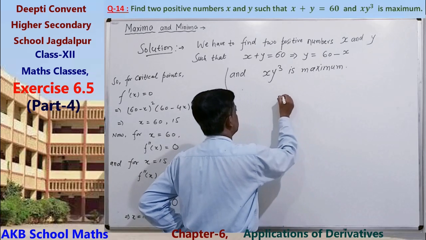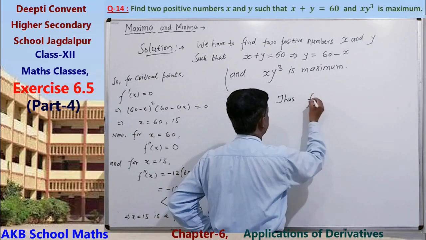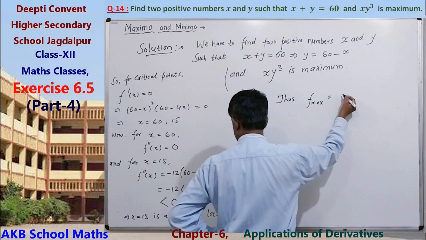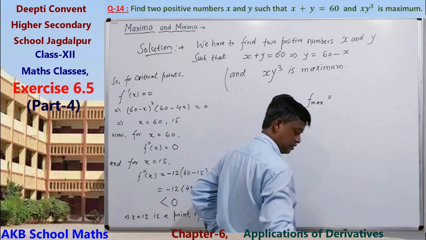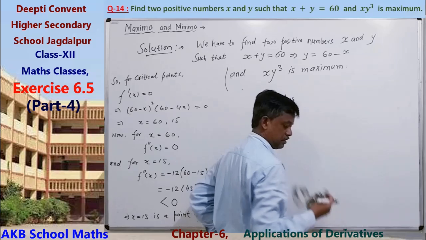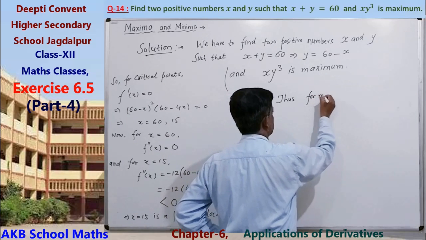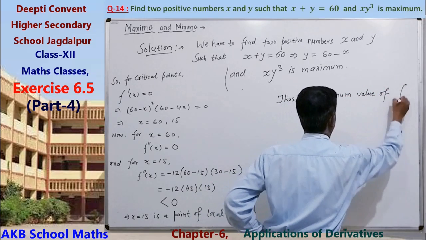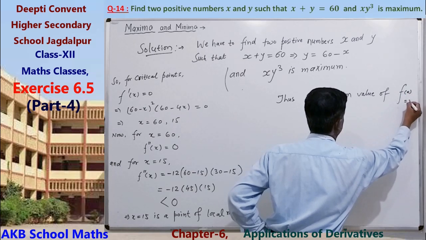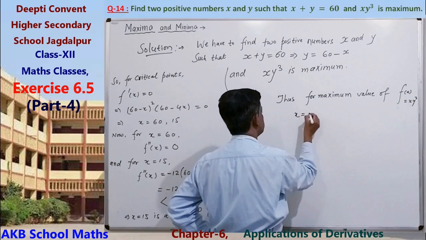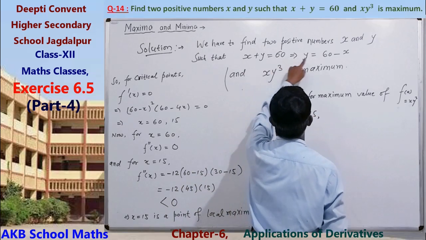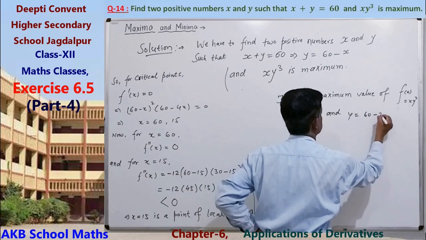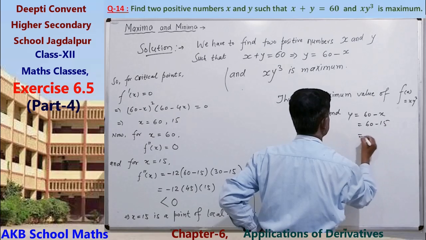Local maxima, thus f maximum equals to... thus for maximum value of f(x) = x y cube, x equals 15 and y equals 60 minus x equals 60 minus 15 equals 45.